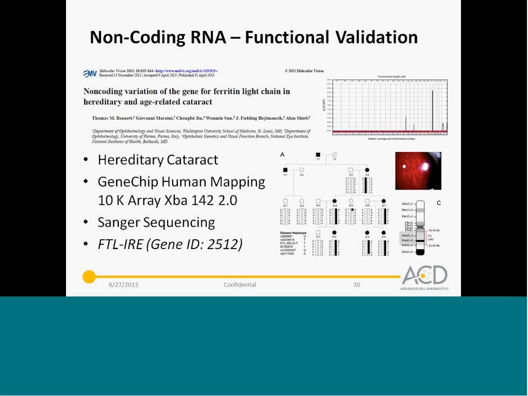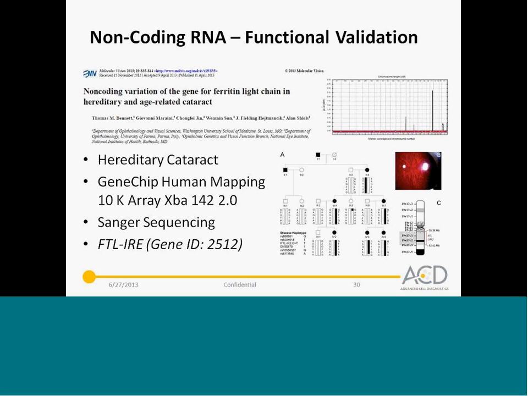One example we'd like to highlight is the validation of a non-coding RNA mutation that was discovered by a GWAS study. In a study using a large panel of SNPs, the promoter region for the ferritin light chain was correlated with cataracts in the eye, and this is obviously data coming out of a GWAS study.